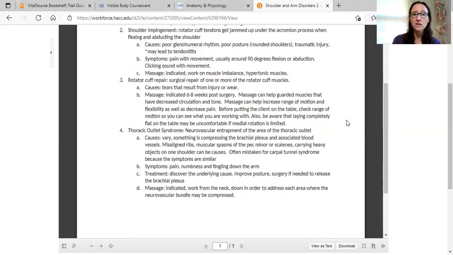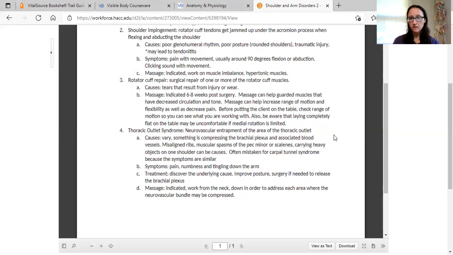We're not necessarily working on the injury itself. We're going to be working on the muscle imbalance that was a result of the injury. We may, with more training, work on the scar tissue if there was surgical repair. And we might help increase range of motion and flexibility on the affected side after it has fully healed.